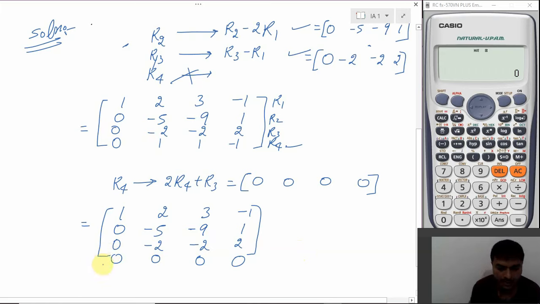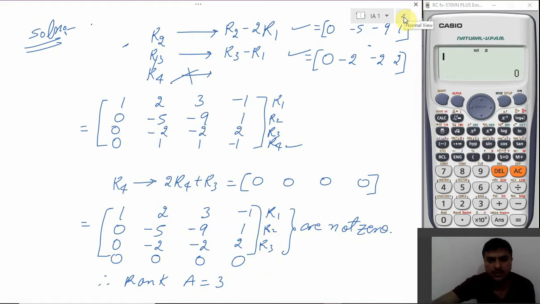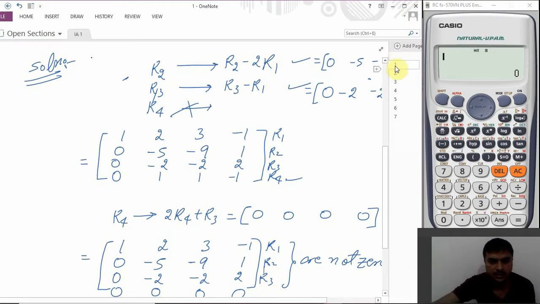So however you try to make it 0, it is not possible. Therefore I say that the rank of the matrix A is equal to 3, because R1, R2 and R3 are not 0. Therefore the rank of the matrix is 3. So that's it students. You can see the first question is simplified in just 5 minutes.